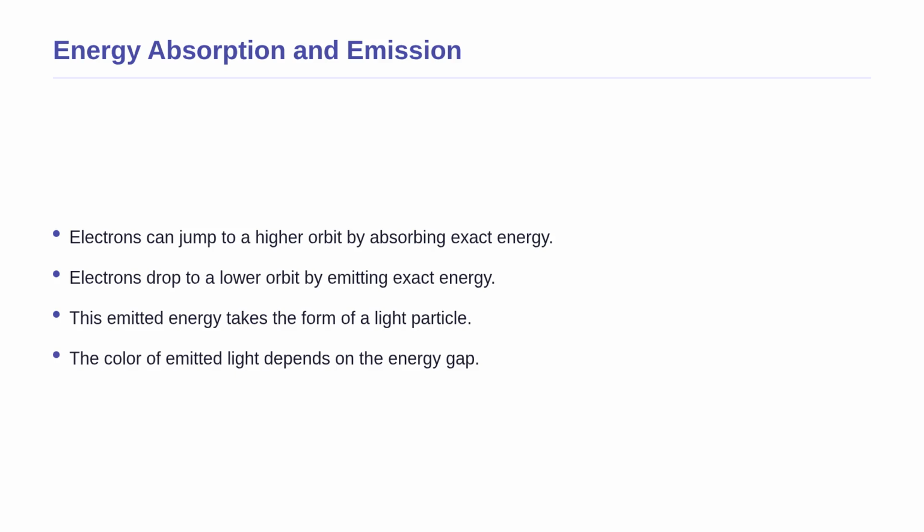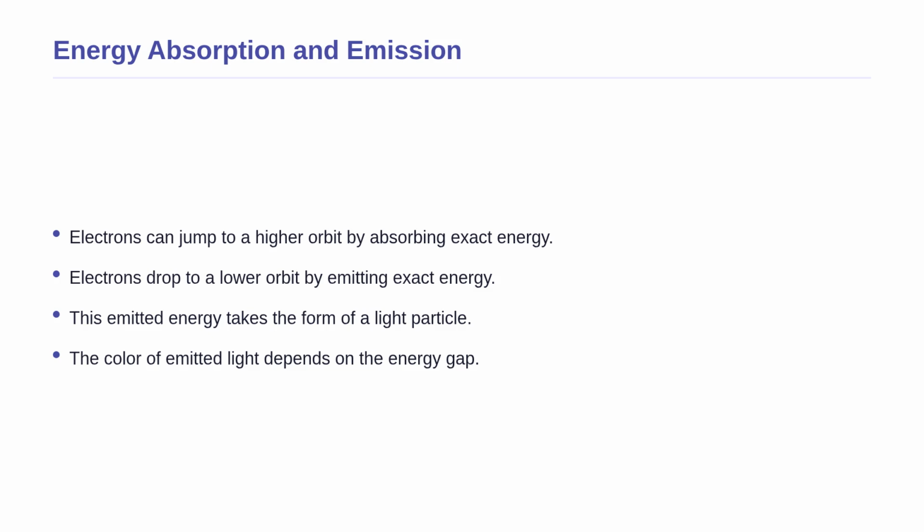This quantization rule leads us to Bohr's third postulate, which explains how atoms interact with light. If an electron is stuck in a fixed orbit, how does it ever move? An electron can jump to a higher orbit, but only if it absorbs exactly the right amount of energy to bridge the gap between the steps. Conversely, it can drop to a lower orbit by spitting out that exact same amount of energy. This emitted energy takes the form of a light particle called a photon.